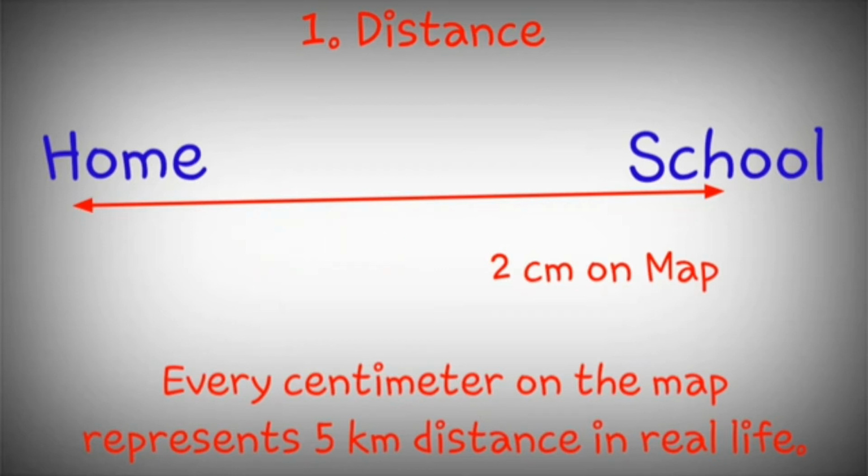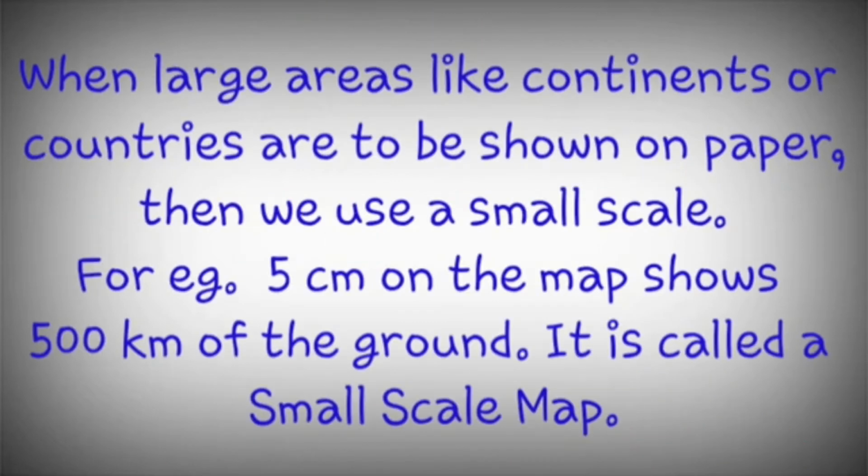Scales are suitably picked according to distances to be measured. For instance, when large areas like continents or countries are to be shown on a paper, then we use a small scale. For example, 5 centimeters on the map shows 500 kilometers of the ground. It is called a small scale map.